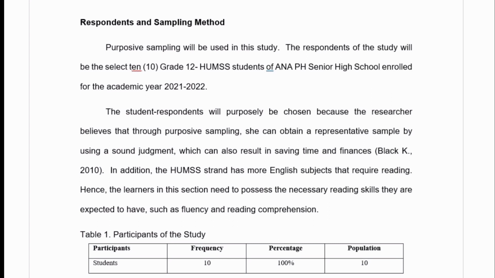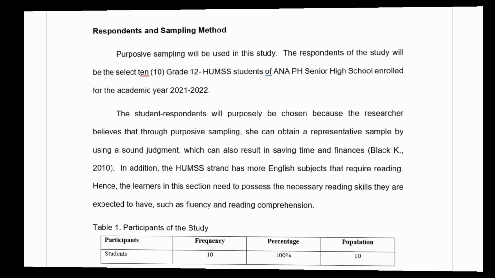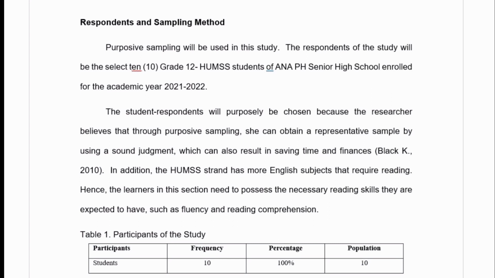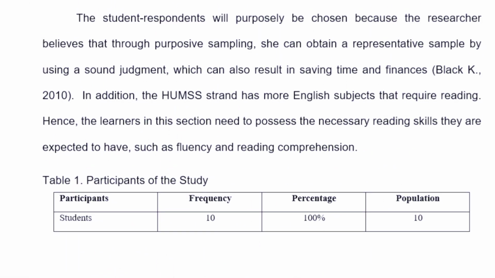Hence, the learners in this section need to possess the necessary reading skills they are expected to have, such as fluency and reading comprehension. I would like to note that this part should contain the sampling technique you will use, specify also the reason for using the said technique, mention the criteria you set if it applies, and of course, it should contain who your respondents will be. How many are they? Where are they coming from? And then if needed, mention the reason or purpose of selecting them.